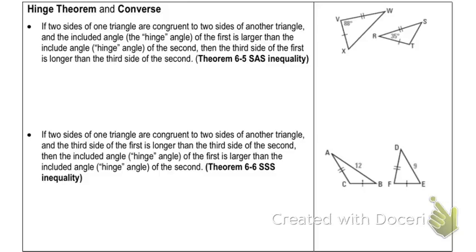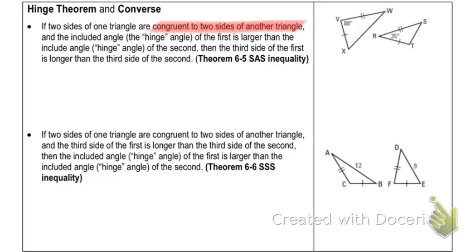If 2 sides of one triangle are congruent to 2 sides of another triangle, that has to happen. Just like with the rulers, I need both triangles to have 2 congruent sides. So that's pretty important for this thing to work. And the included angle, the hinge angle of the first, is larger than the included hinge angle of the second. Then the third side of the first is longer than the third side of the second. It's just a lot to say what I just showed with those 2 rulers.